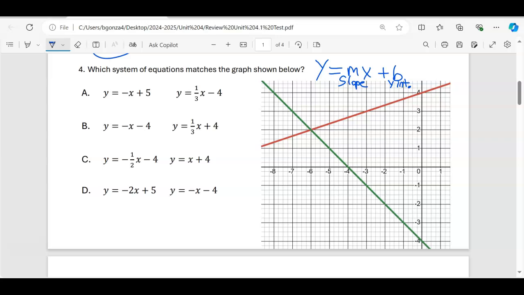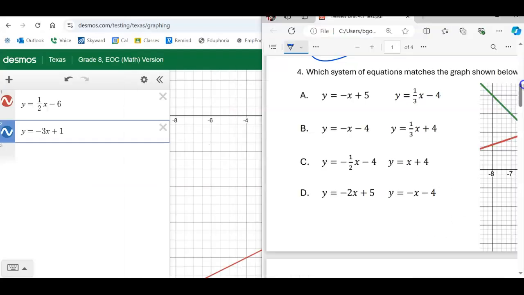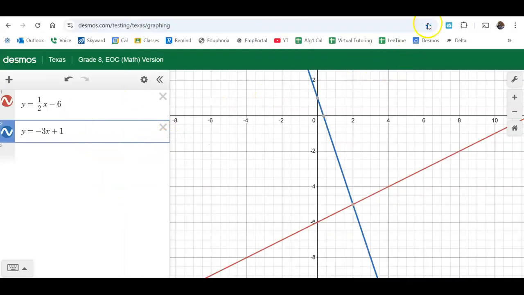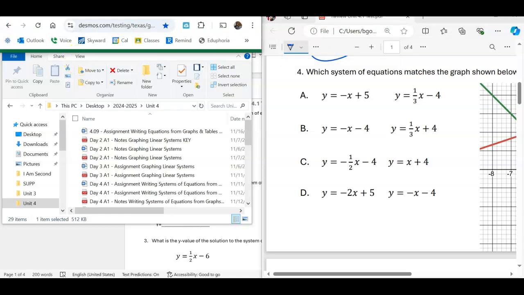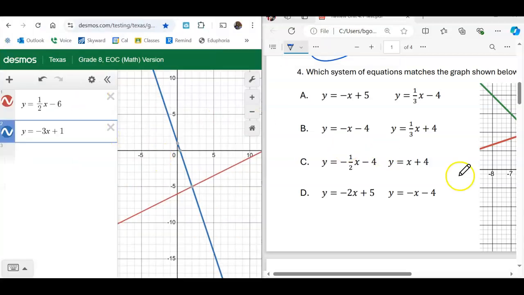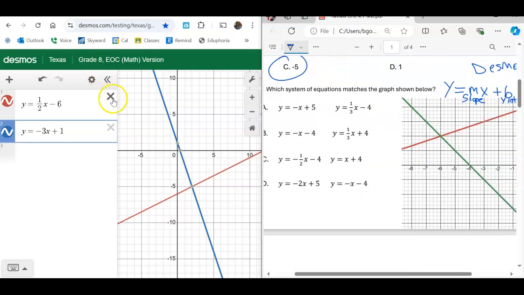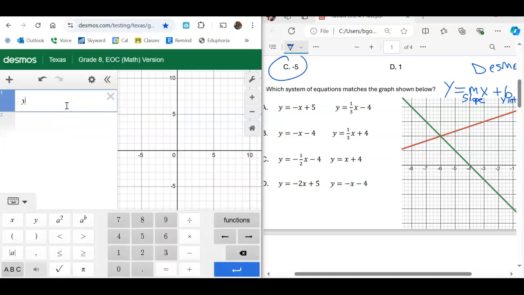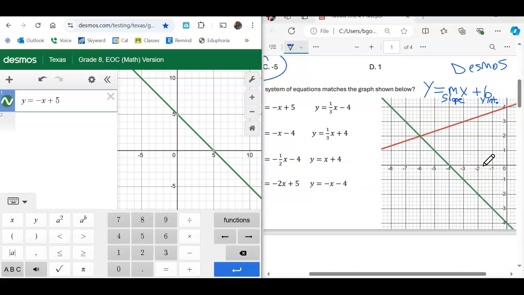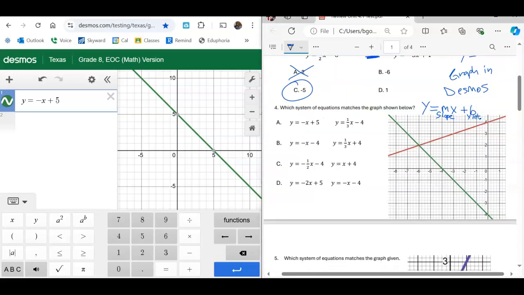Okay. Now, another thing you can do is type these into Desmos and see if they match your equation, right? So if I dual screen this, like if I do y equals negative x plus 5, I'm looking at this, it doesn't match. Again, it goes through 5, doesn't match, right?